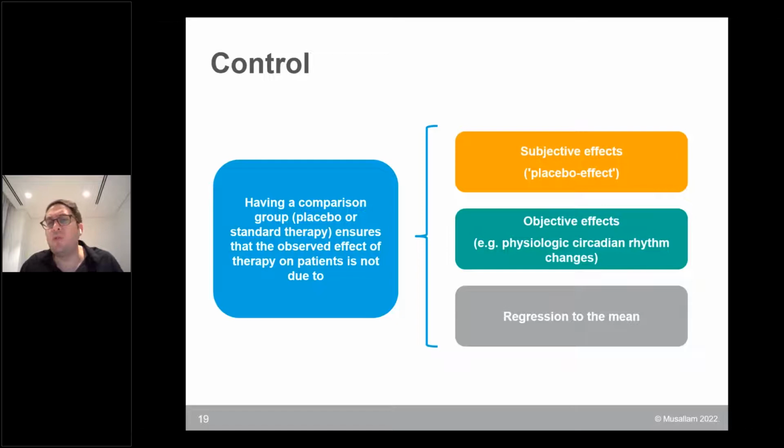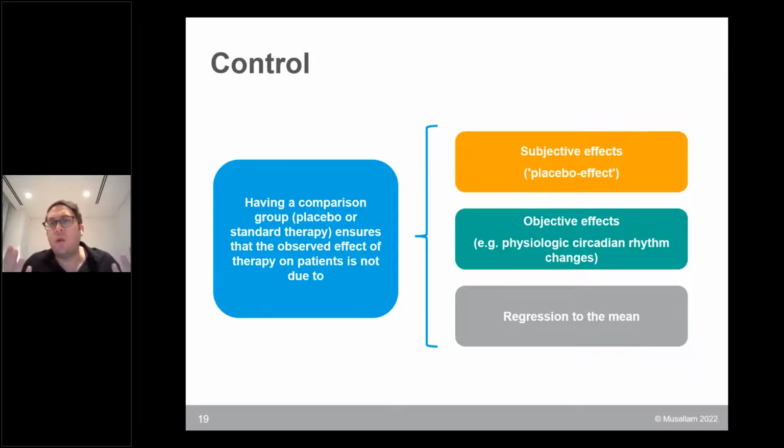Last thing is, why do we have a control? Why do we choose to have two arms in a study that you randomize to? The first thing is to remove subjective effects, because I'm sure it's something you've heard of, it's called the placebo effect. Sometimes, especially with behavioral or psychiatric conditions, pain-related, sometimes blood pressure-related, many actual conditions, you see a very strong placebo effect. You see patients improve just simply because they're taking a pill, even if this pill doesn't have the active or chemical ingredient. And that is what we call the placebo effect.